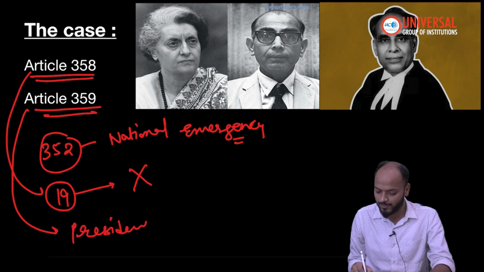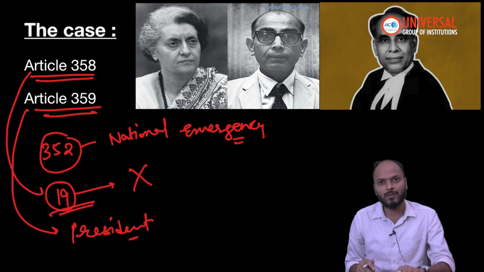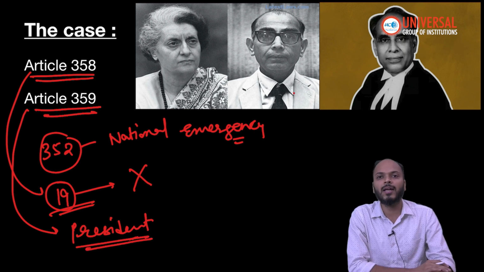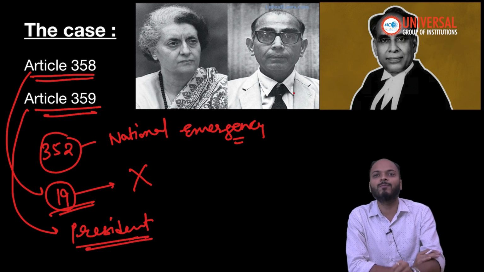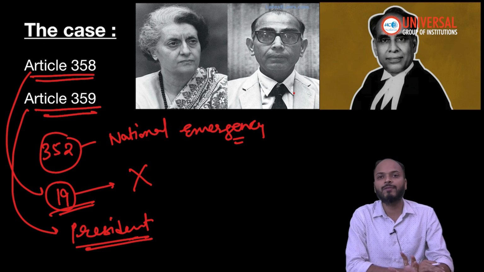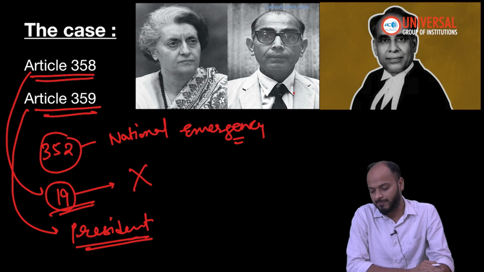So the difference between the two is that Article 19 gets automatically suspended, but for any other fundamental right to be suspended, the President has to pass an order. That's what Articles 358 and 359 of the Indian Constitution say.